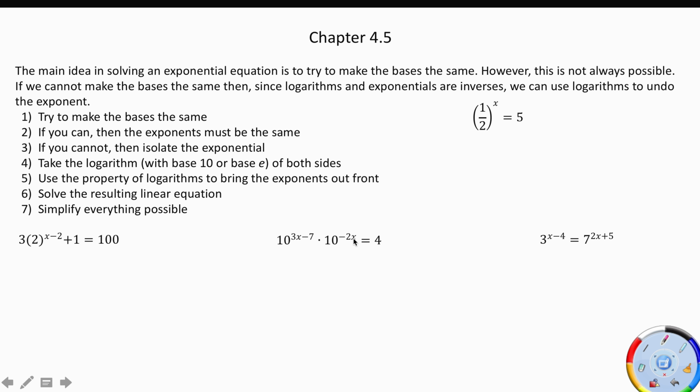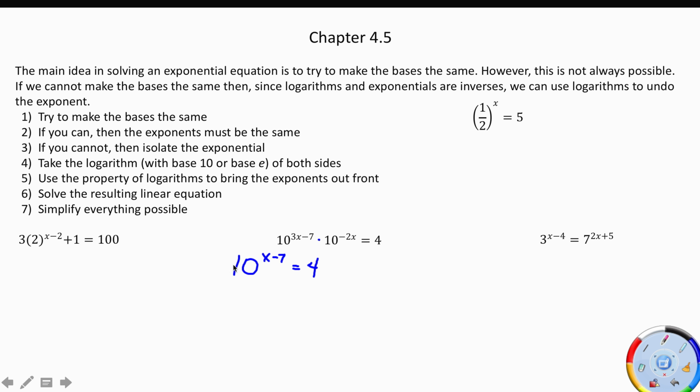Okay, I have an exponential problem. All right, variables up in the exponent. These have the same base, so I can use my property of exponents, which says if I'm multiplying two exponential numbers with the same base, I simply add the exponents. So 3x minus 7 plus negative 2x is x minus 7 equals 4.